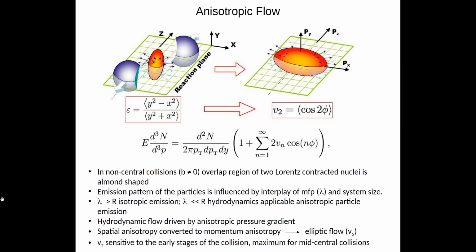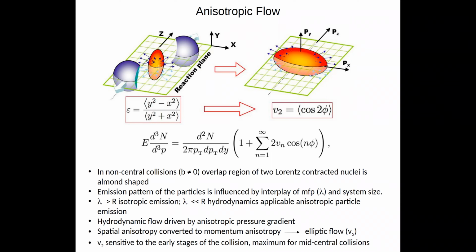This is because if lambda is much smaller than R, that means there will be a significant amount of rescattering, and the system will achieve local thermal equilibrium. Once the system achieves local thermal equilibrium, you can define the system in terms of a few macroscopic variables like pressure and temperature. So the pressure gradient will not be the same everywhere. The pressure inside will be much larger than the pressure outside, where it is a vacuum. The system will expand. Also, the pressure gradient along the x direction will be larger than the pressure gradient along the y direction.